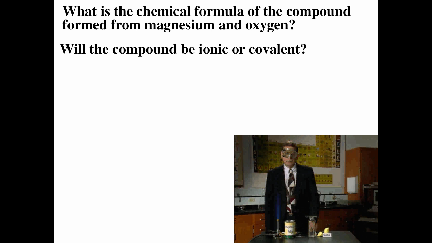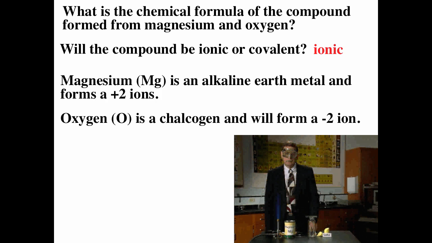And so a question you could see is, what is the chemical formula of the compound formed from magnesium and oxygen? Now, magnesium is a metal. It's an alkaline earth metal, and oxygen is a nonmetal. And so the magnesium is going to lose electrons to the oxygen, and they're going to form an ionic compound. Now, because magnesium is going to form a +2 ion, and oxygen is going to form a -2 ion, the ratio is going to be 1 to 1. And so you get magnesium oxide.